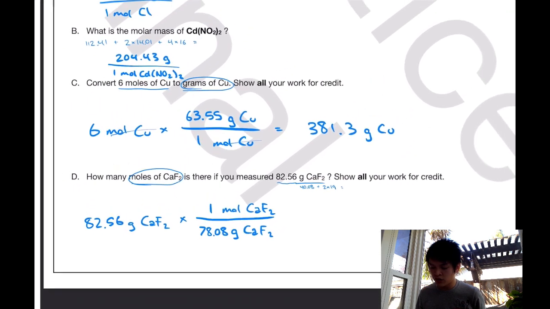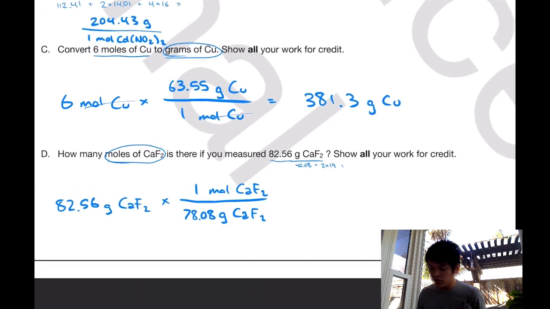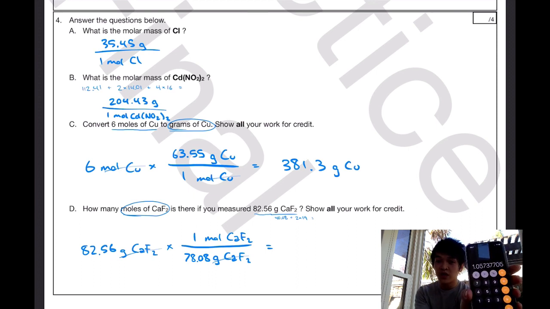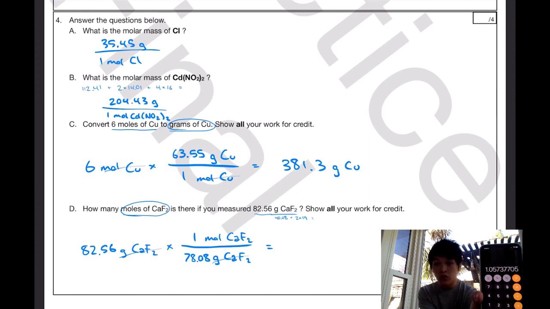Alright, so that's where the numbers go. There are 78.08 grams per 1 mole of calcium fluoride. Now the unit that cancels out here is grams of calcium fluoride. We are left with moles of calcium fluoride. And go ahead and throw in our equal sign. What it says here is we're starting with 82.56 grams, and then we're dividing it by 78.08. So in a calculator, let's type that. This is what I'm getting. Slightly above 1 mole. 1.05 moles.